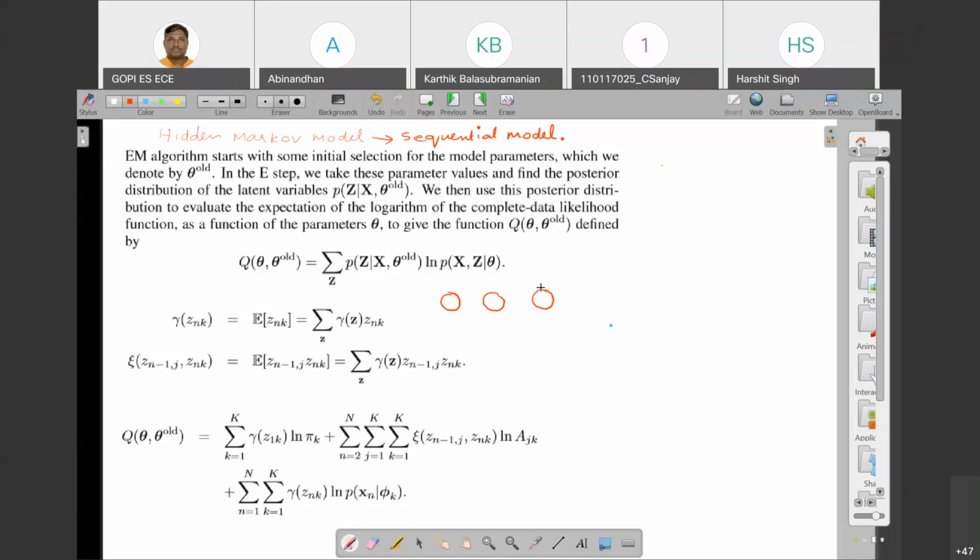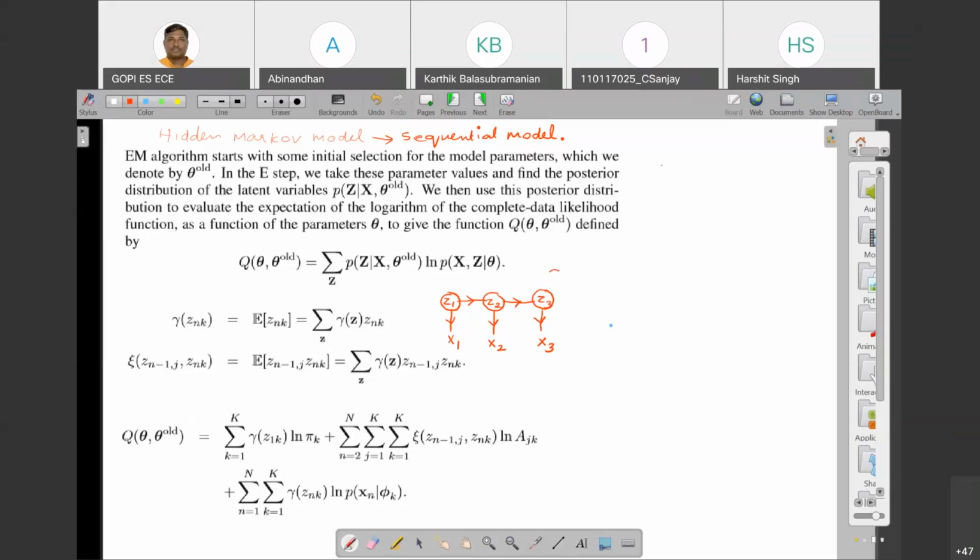Say, for example, if I have three vectors getting generated with the hidden Markov model, then we have three latent variables, Z1, Z2, Z3. Z1 generates X1, the actual vector, and there is a transition from Z1 to Z2, and then Z2 is responsible for generating X2, and then there is a transition from Z2 to Z3, and then X3 is getting generated from Z3.